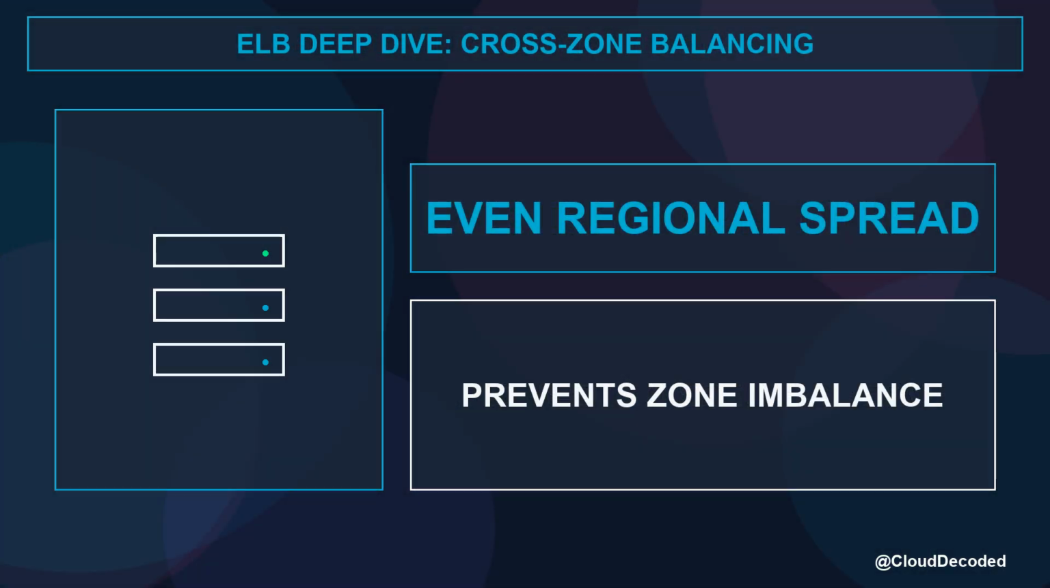By default, each load balancer node distributes traffic only to servers in its own availability zone. With cross-zone load balancing enabled, the ELB distributes traffic evenly across all registered targets in all enabled availability zones. This prevents an imbalance where one zone is overloaded while another is empty.